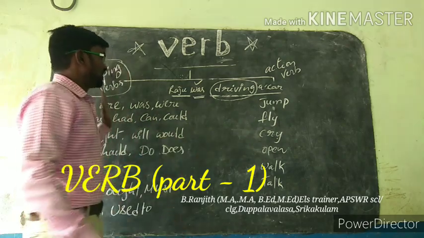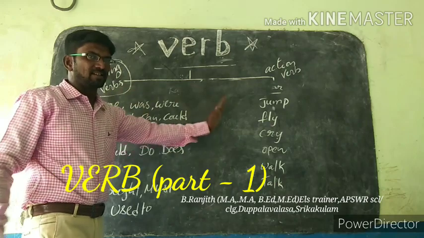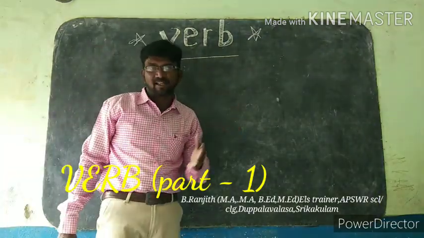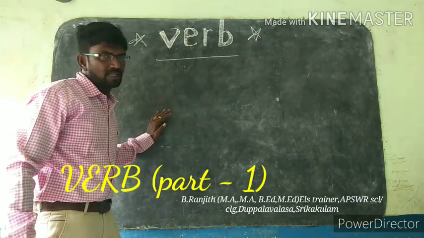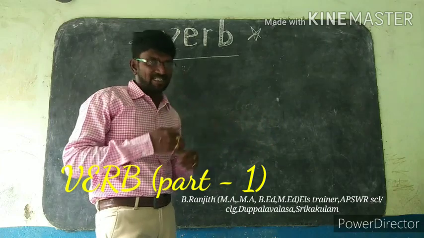That is the types of verbs: helping verbs and action verbs. These are the 2 verbs. I think everyone got an idea about verbs. Now let us see, there are so many types of verbs in English.